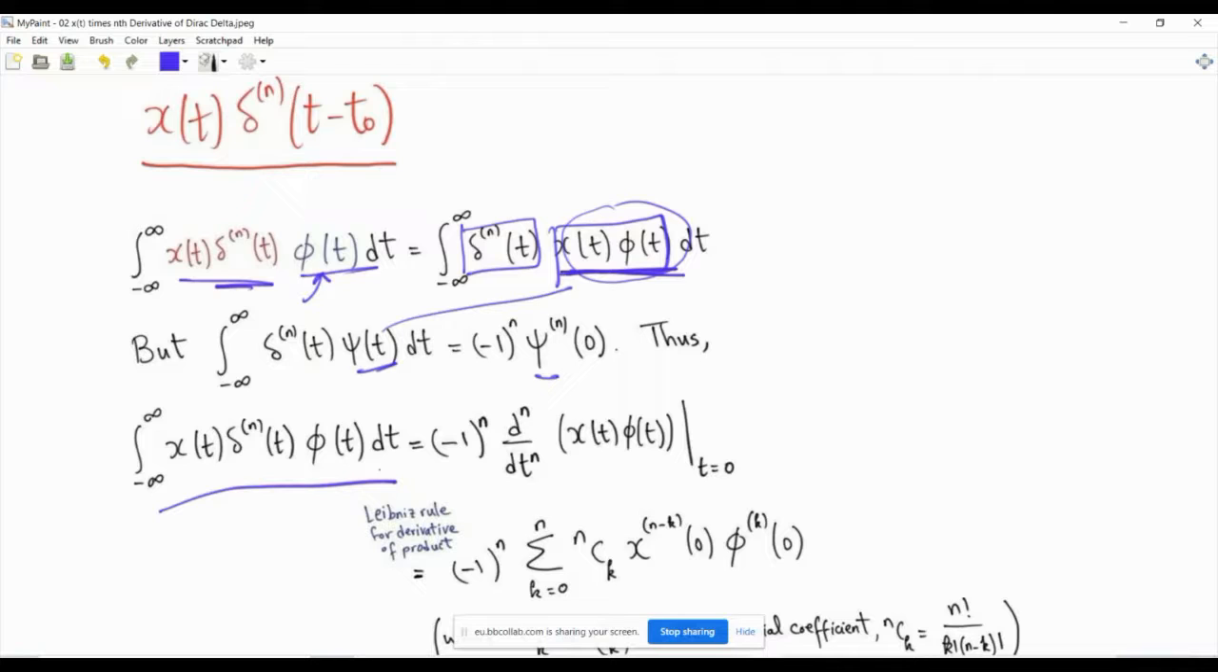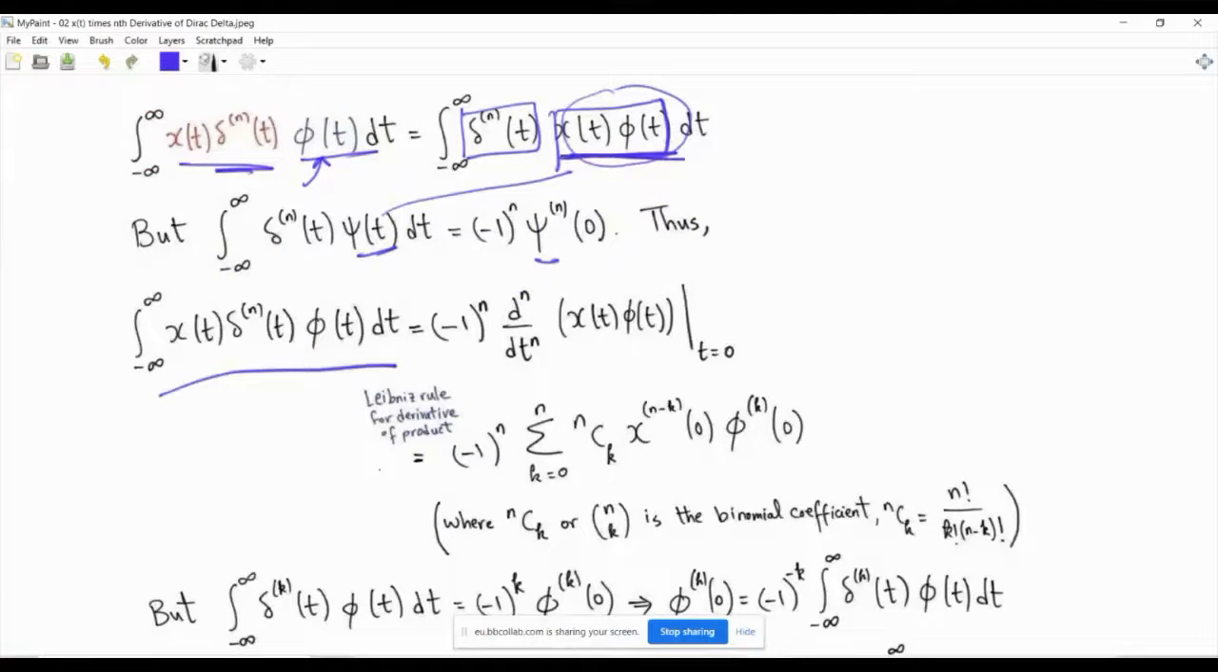So in this integral, the Dirac delta itself is multiplied by x of t, and then there is this function phi of t in the integration. Then it's as if we have the Dirac delta acting on the product x of t phi of t, and so it will basically evaluate the nth derivative of the product at t equals 0. So what is the nth derivative of the product of two functions? We have the Leibniz rule.